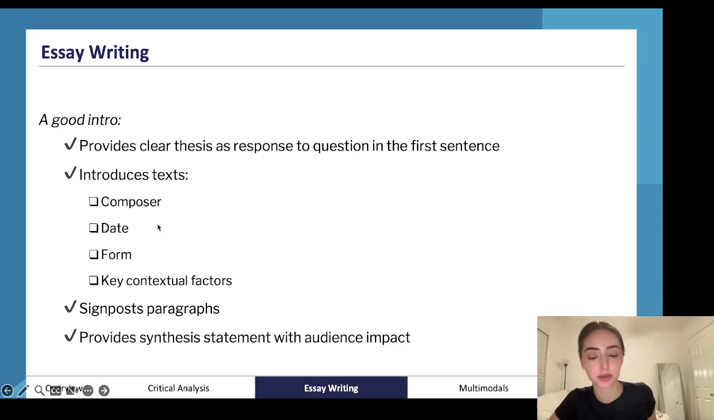The date that the text was published, its key contextual factors, so you can go off and talk about them in greater depth later on in your individual arguments. Also, only talk about the contextual factors that relate to your text, your arguments.